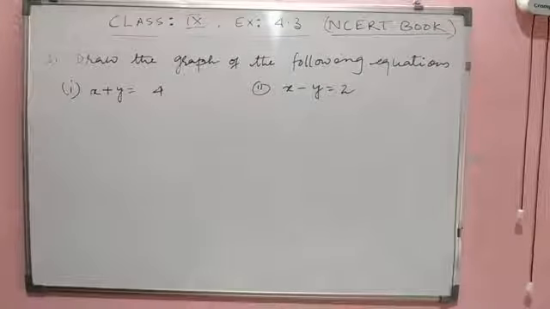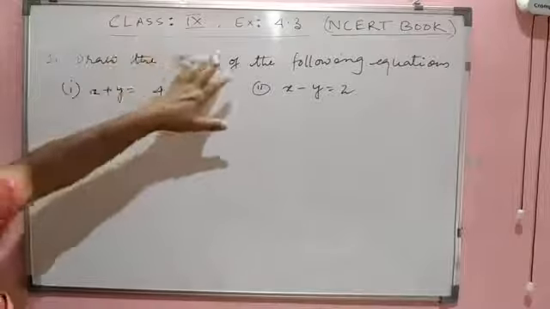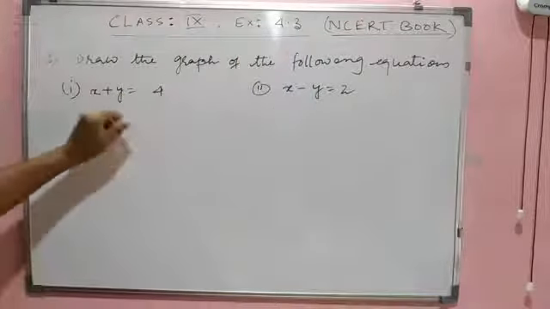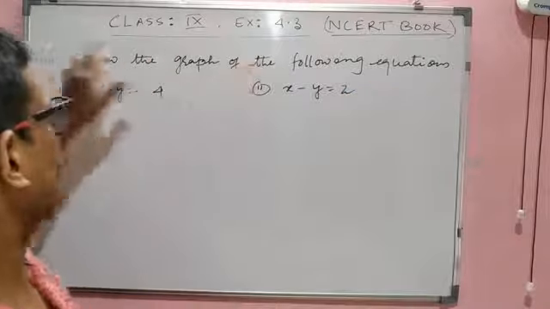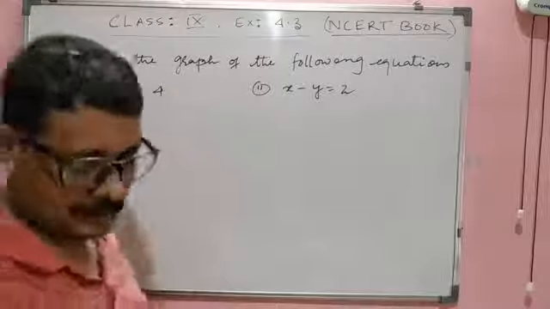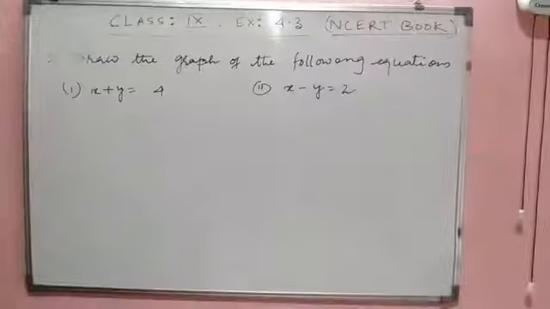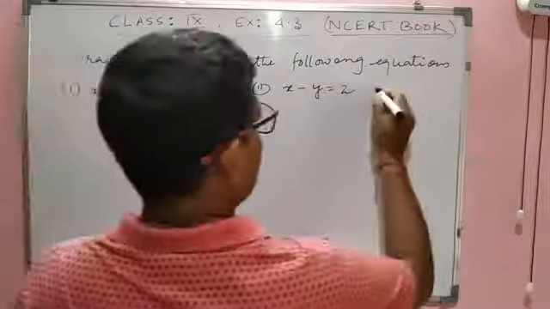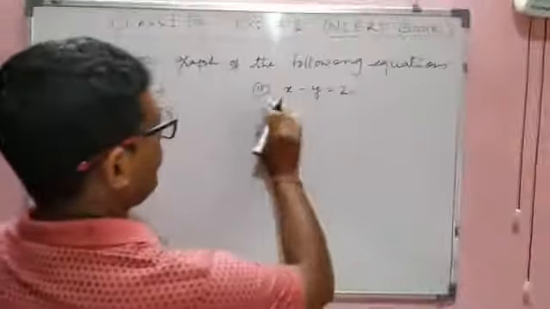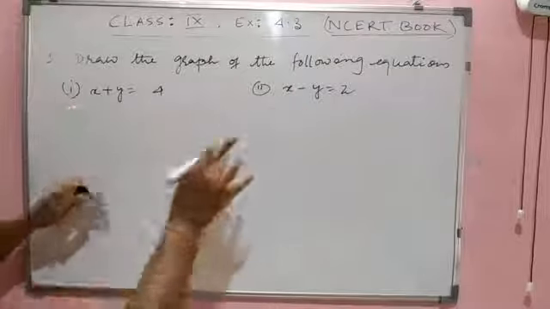Now again, we are going to do exercise 4.3 of our textbook, plus 9. Draw the graph of the following equation. This is question number 1, sum number 1 and 2, and sum number 3 is this one. We have to draw the graph of this equation.